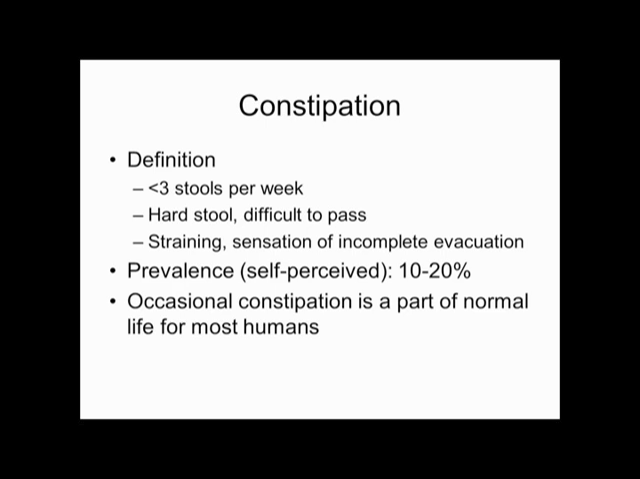So constipation is less than 3 stools a week, usually difficult to pass. There's often straining or a sense of incomplete evacuation. The prevalence of self-perceived constipation is at least 10 to 20% in the average American population. But sometimes that means you have to define constipation for your patient. If they're passing soft stool, it's easy to pass, and they're having 3 stools a week, that's fine. That's perfectly normal. And occasional constipation, depending on how your diet changes, is a part of normal life for most humans. The Arctic explorers who were living on meat had a big problem with constipation.